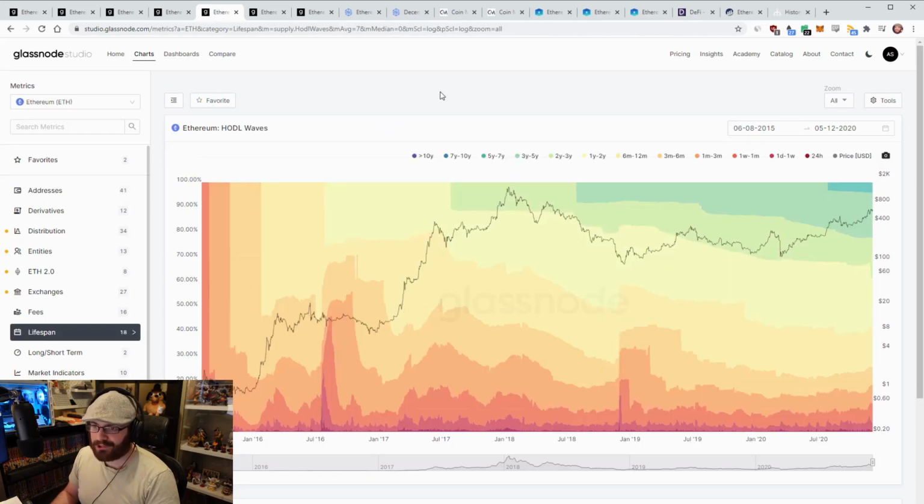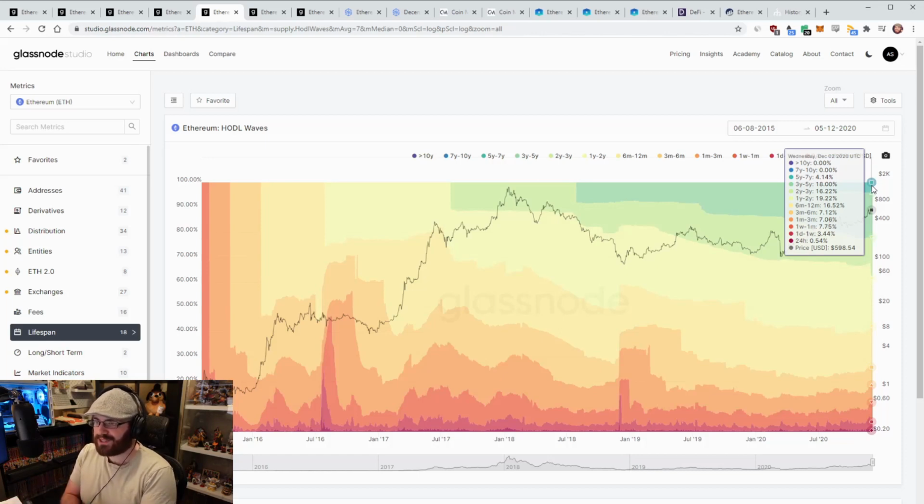Another one of my favorite charts here on Glassnode is the Ethereum HODL waves chart. Now what this shows is the holding periods of ETH over, I guess, like 10 years. ETH's been around for like 6 years. So if I go here, I can break it down for you. Obviously ETH is not over 7 years old, so anything over 7 years is 0% of the ETH supply there.